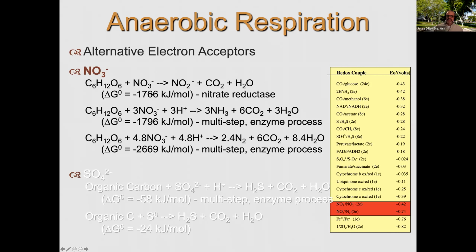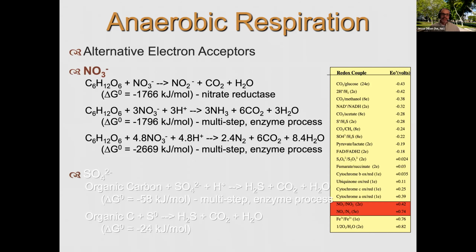And all of these yield very good negative delta Gs. And if you have a strong negative delta G, that means you get lots of what out of it? What did I say a couple of minutes ago? Energy. You get lots of energy, and of course our energy currency is ATP.